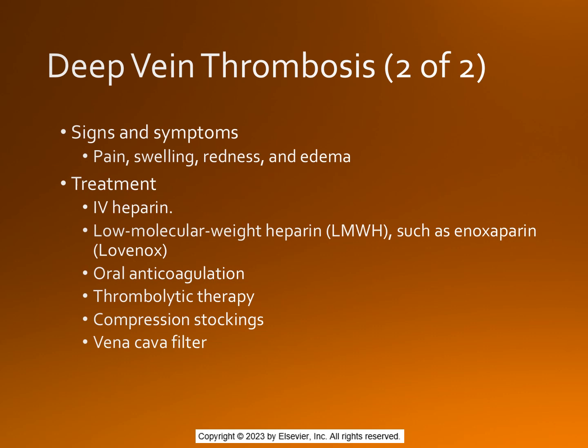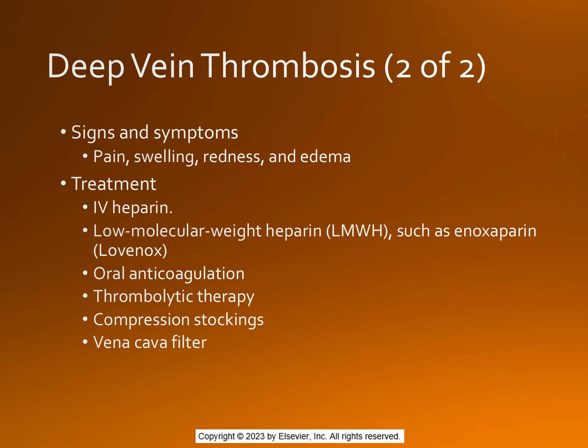Sequential compression devices, or SCDs, can be prescribed, or compression stockings can be fitted for daily use. Compression stockings are removed only for bathing, and they should be changed and laundered daily. Ambulation, as soon as it is not prohibited by pain and swelling, is recommended. There is no evidence that ambulation will dislodge a DVT and cause a pulmonary embolus, as it has been believed for many years.